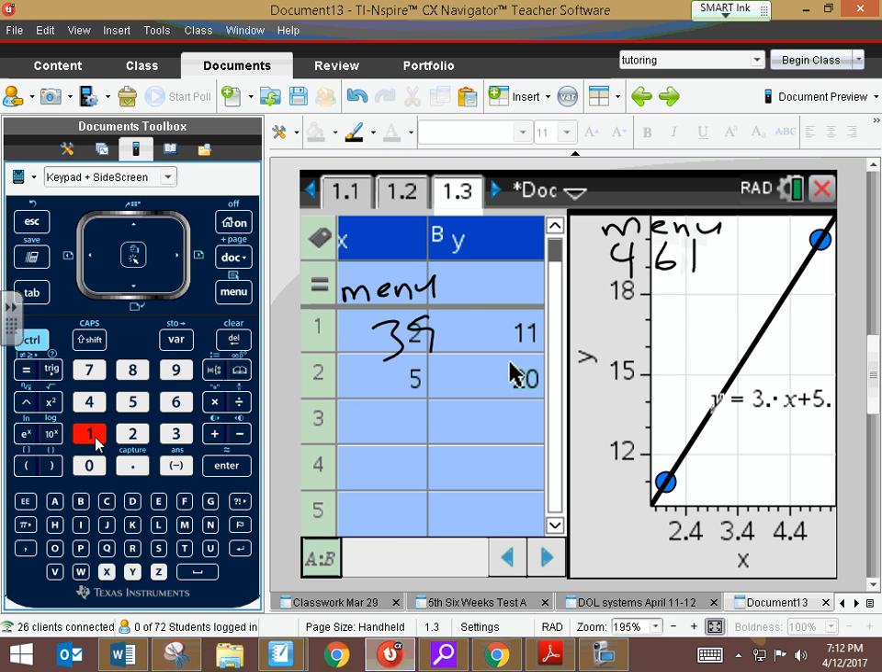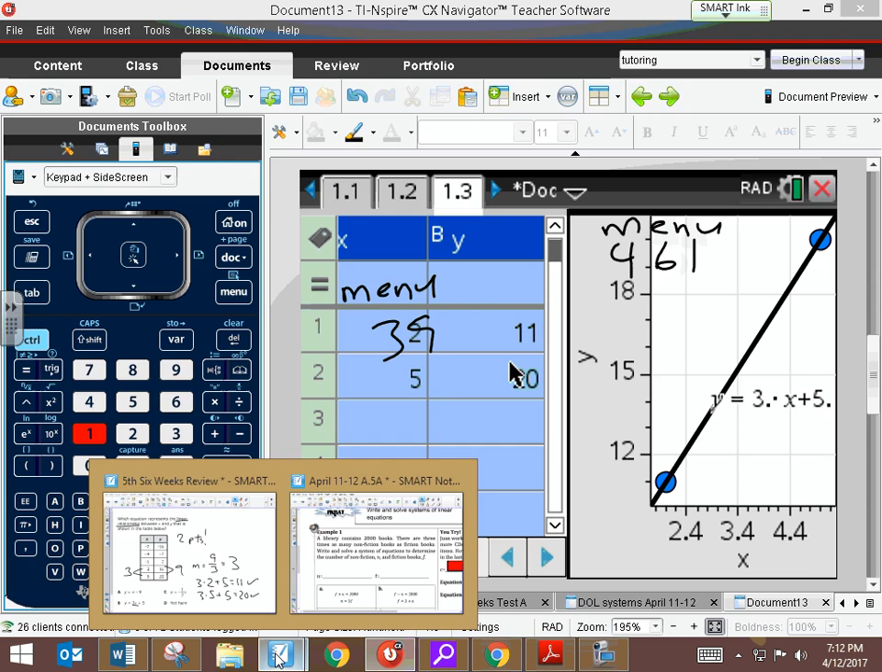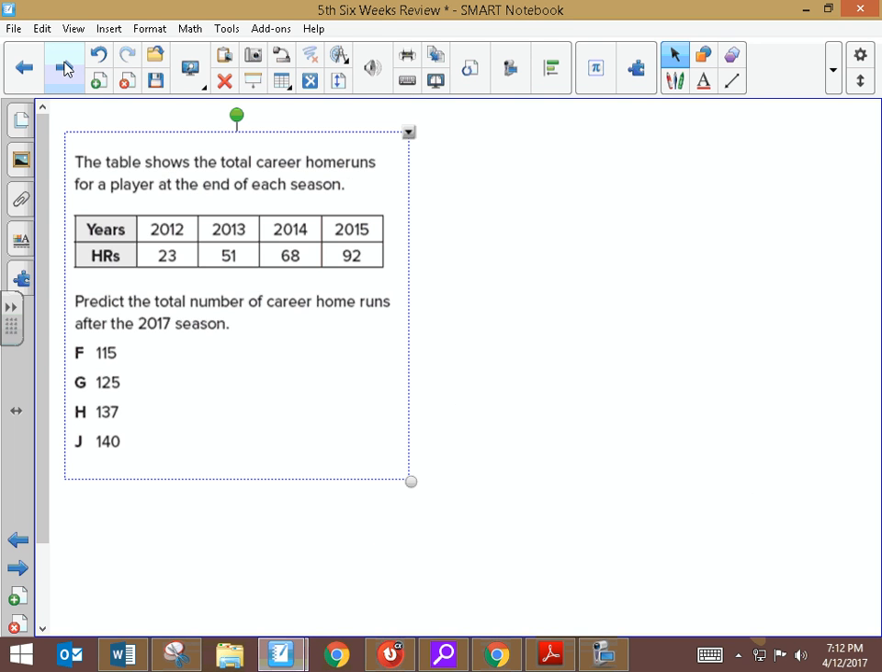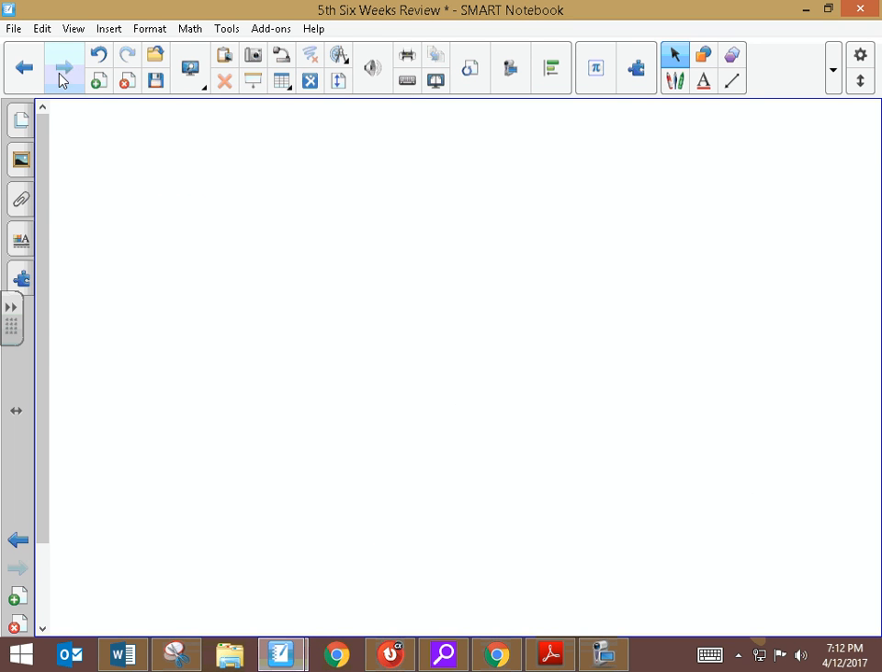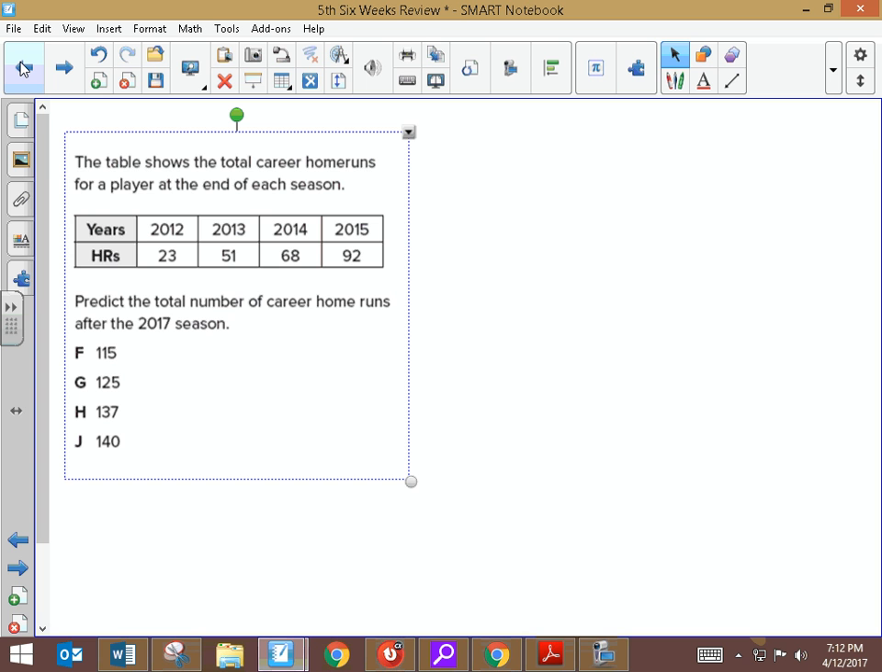Okay, and this should be our final question there. Basically we can do the same thing here. The table shows the total career home runs for a player at the end of each season. Let's do a prediction. So let's put all this in the calculator.